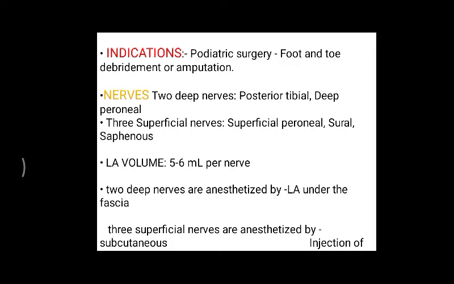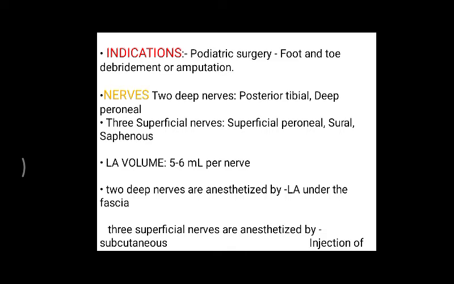There are two deep nerves and three superficial nerves to be blocked, that is in total 5 nerves. The two deep nerves are posterior tibial and deep peroneal, and the three superficial nerves are superficial peroneal, sural, and saphenous. To remember this, the three superficial nerves all start with S: superficial peroneal, sural, and saphenous nerve.